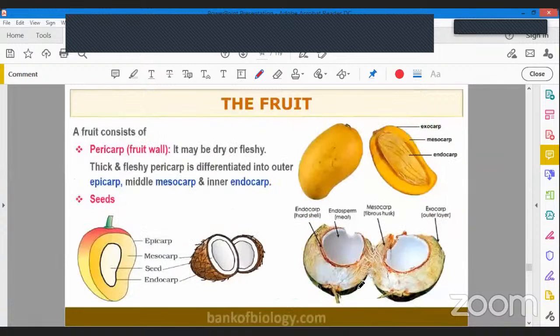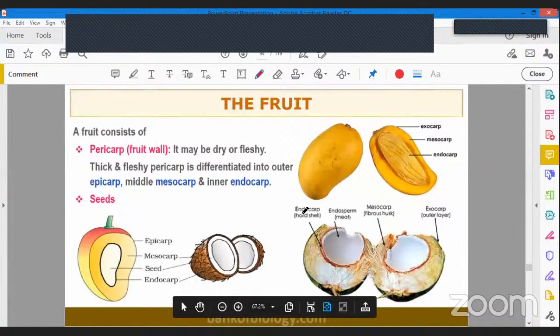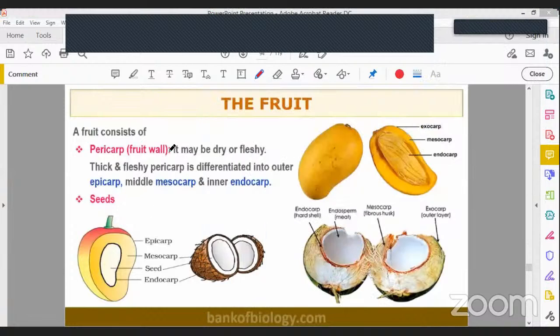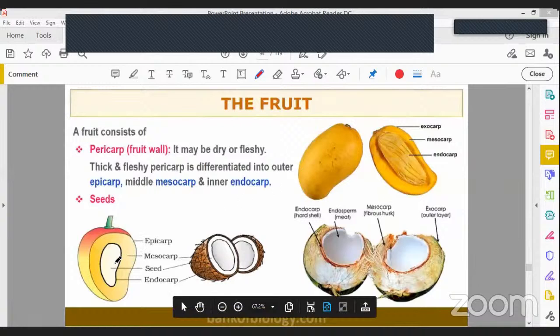So next one, we go to the next part. The fruit consists of pericarp, or the fruit wall. The pericarp will have three layers: epicarp, mesocarp, and endocarp. So what is the epicarp? The outermost layer. Mesocarp, the middle layer, and endocarp, which will be covering of the seed.